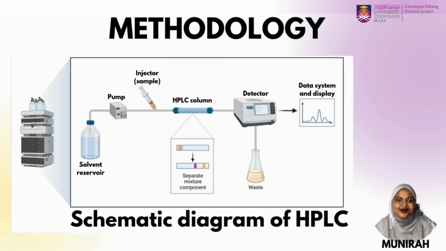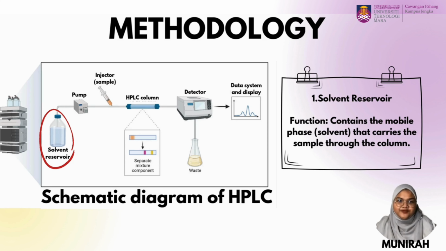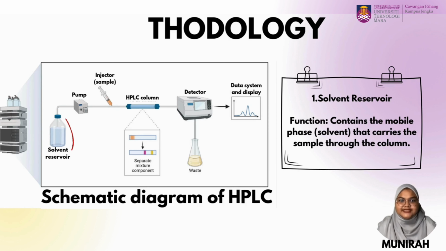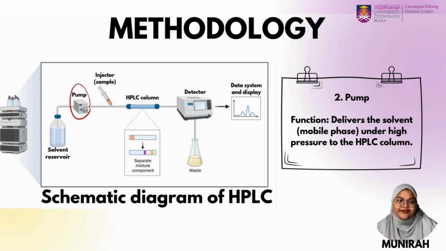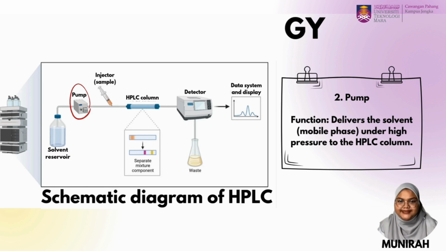This schematic diagram demonstrates the major components and the operational workflow of a high-performance liquid chromatography HPLC system. We begin with the solvent reservoir, which stores the mobile phase. This mobile phase is crucial because it carries the sample through the system. The pump then takes over by generating the high pressure needed to push the mobile phase from the solvent reservoir out through the system. A consistent flow of solvent is essential for efficient separation of the sample components.